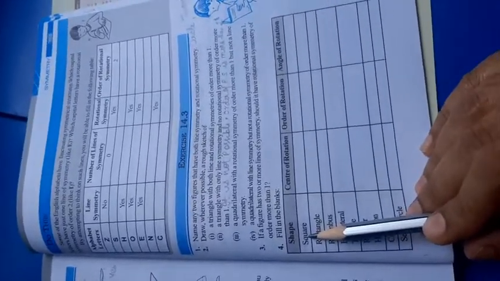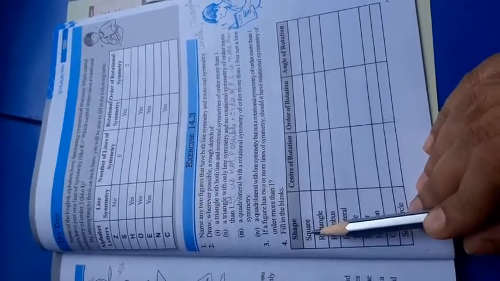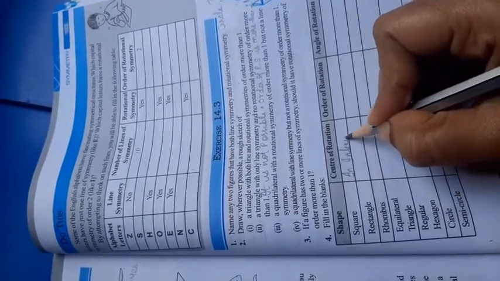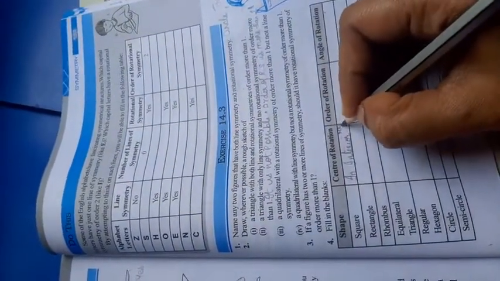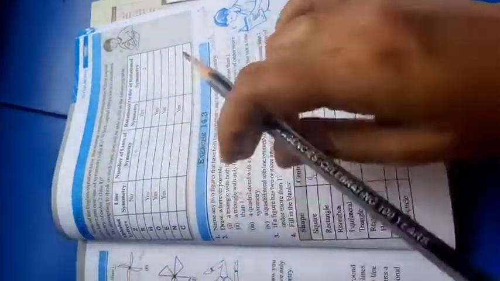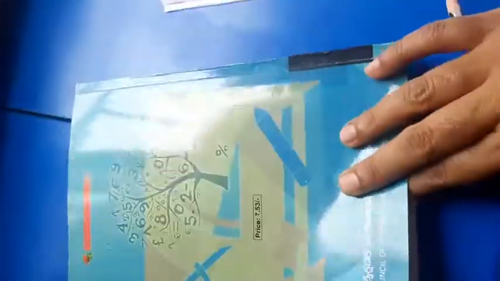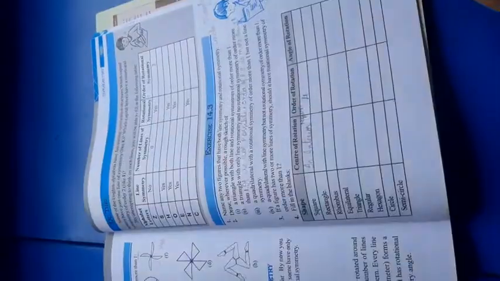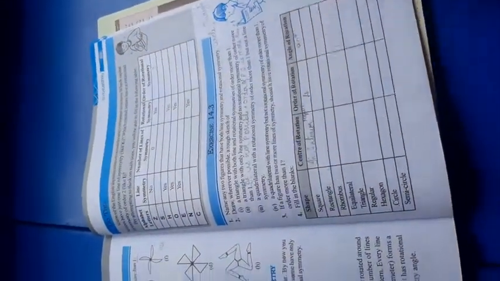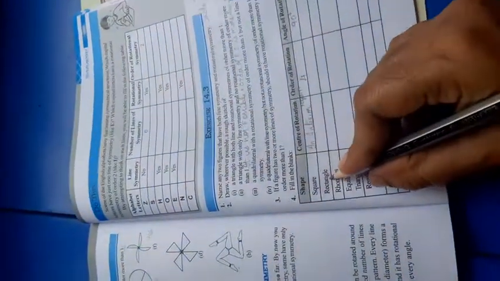Now, square. You know the square. Where will the center of rotation be? It will be in the interior region. What is the order of rotation? You know the square, right? For example, consider this book as a square. The order of rotation is 1, 2, 3, 4. So the order of rotation is 4. When it rotates, what is the angle? It is 90 degrees.